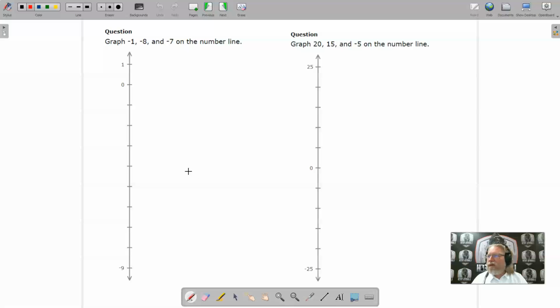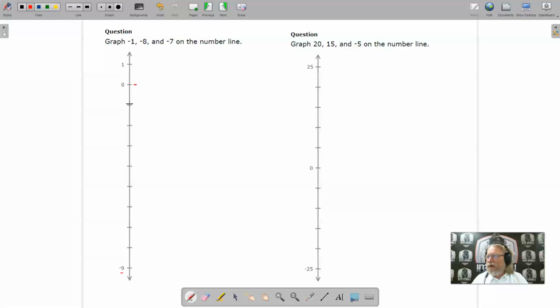Couple more vertical number lines. So here's 0 right here, right? The positive ones are going to be above. The negative is going to be below. I see -9 down here. This helps me know that we're counting by each increment's a value of 1. So -1, -2, -3, -4, -5, -6, -7, -8, and -9.